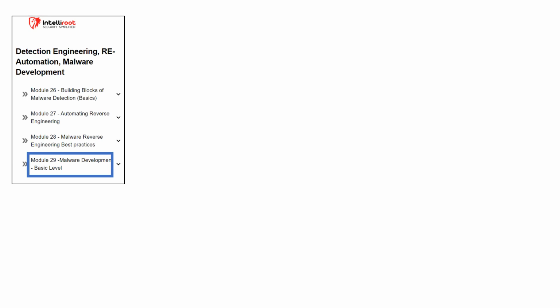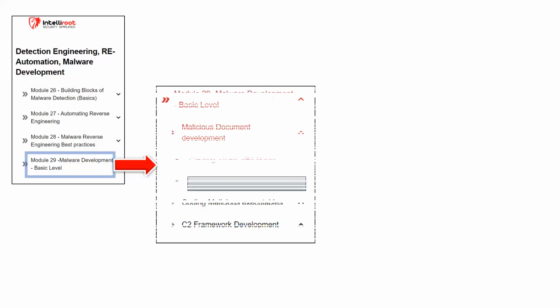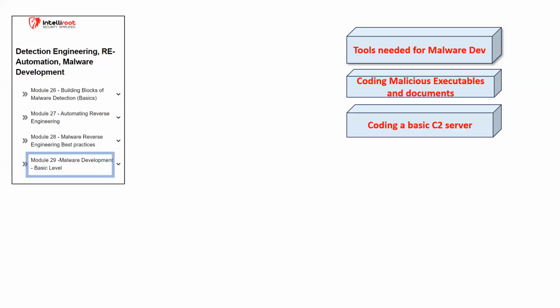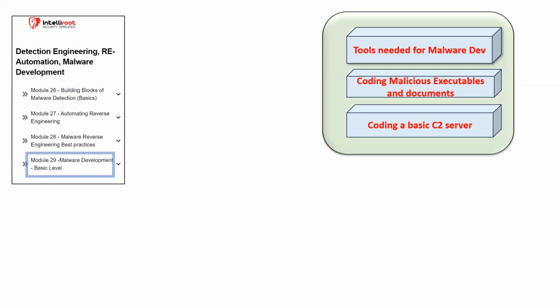The last module, which is module 29, talks about malware development at the basic level. In this module, we are going to learn about the tools which are required for malware development. You will learn about setting up compilers, which can be very much useful while compiling malwares. You will learn how to code malicious executables and documents. You will learn about coding a basic C2 server, embedding some of the anti-techniques in them, and embedding inline assembly in them.